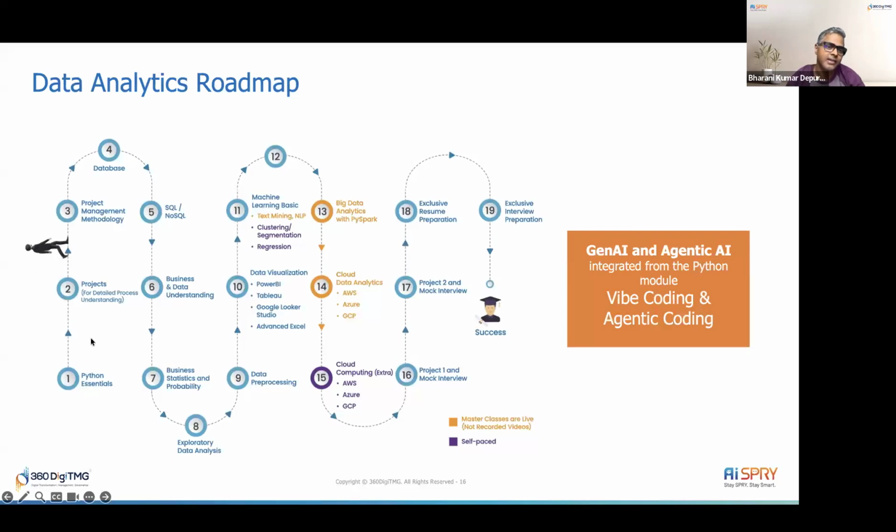Then in data analytics: Python, projects, project management methodology, databases, SQL, NoSQL, business data analytics, business statistics, probability, EDA, pre-processing, Power BI, Tableau, all of that, machine learning basics, big data analytics using PySpark. How do you do data analytics on AWS, Azure, GCP? A bunch of things you learn. But the best part is Gen AI, agentic AI, vibe coding, agentic coding will be taught so that your life becomes so very easy to work on real world projects.